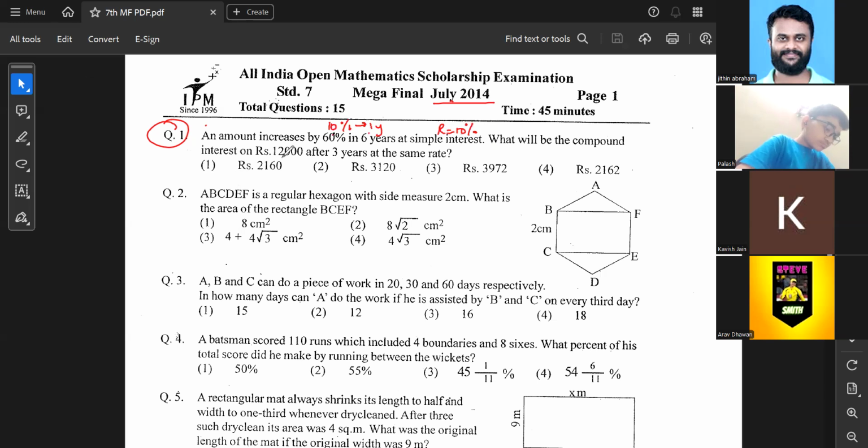What will be the compound interest on 12,000 rupees after 3 years at the same rate? I'll give you a minute first, then I'll be solving this because I don't think it's a difficult problem. You solve, give me the answer, and then we'll discuss.